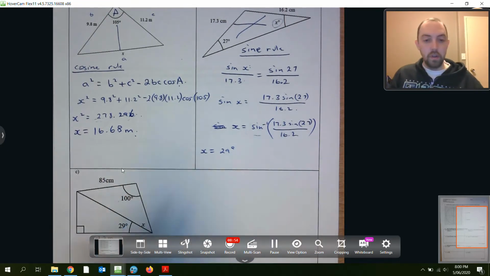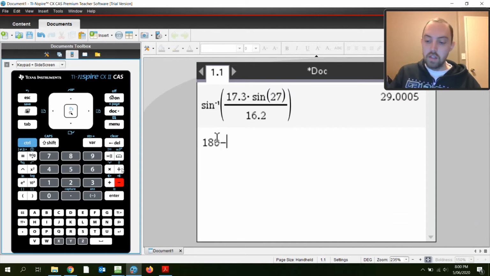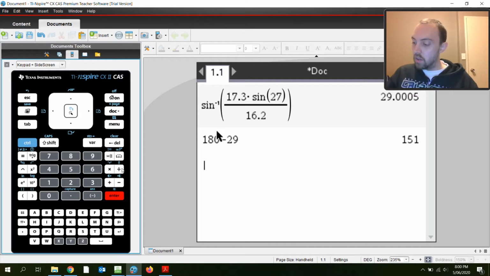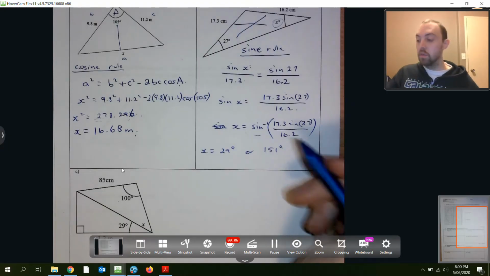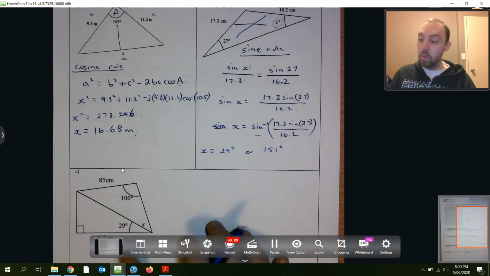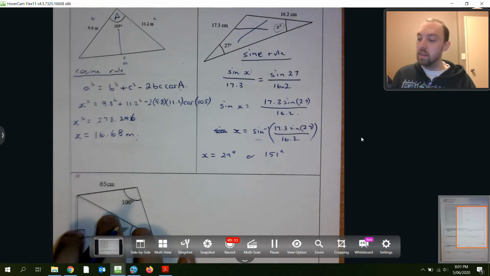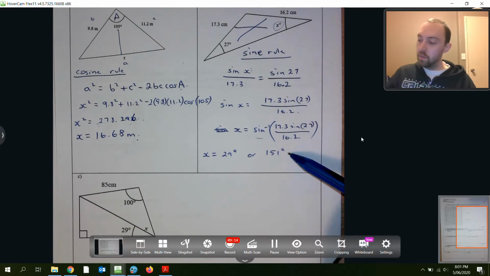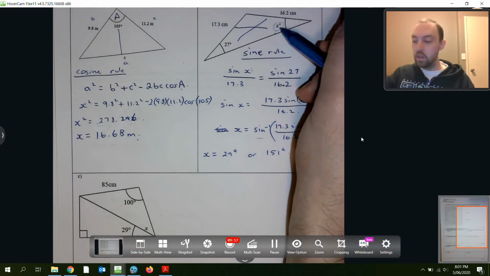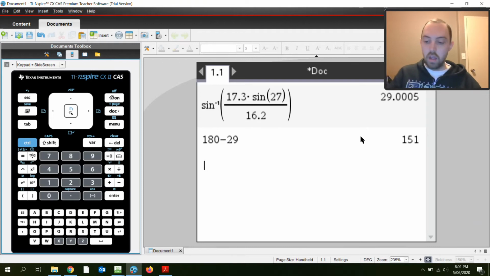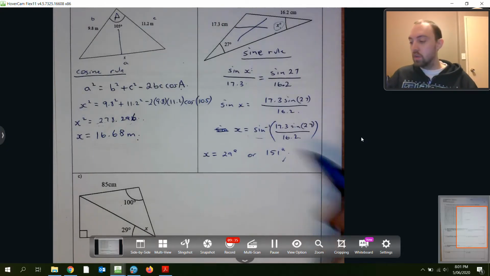So 180 take 29 is my other answer. I have to consider it if I'm doing the inverse of sine. It doesn't always work, which I'll demonstrate. 151, if I was to put 151 here, and 151 still is less than 180, so it's a valid solution. It could still work. It'd be a weird looking triangle, but it's possible, so you need to include it.